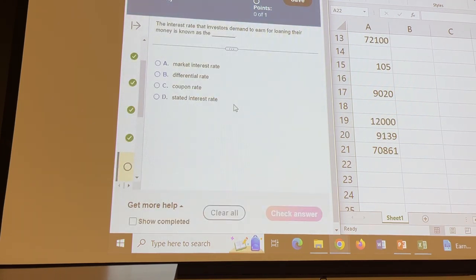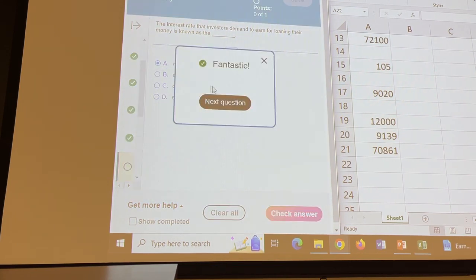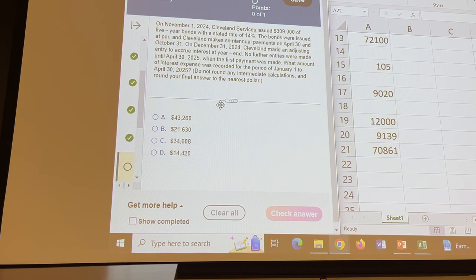Okay, the interest rate that investors demand to earn for loaning their money is known as the what? Market interest rate? Yes, good, market interest rate. Okay, this company issued 309,000 of 5-year bonds at a stated rate of 14%. Bonds were issued at par. They make semi-annual payments on April 30th and October 31st.